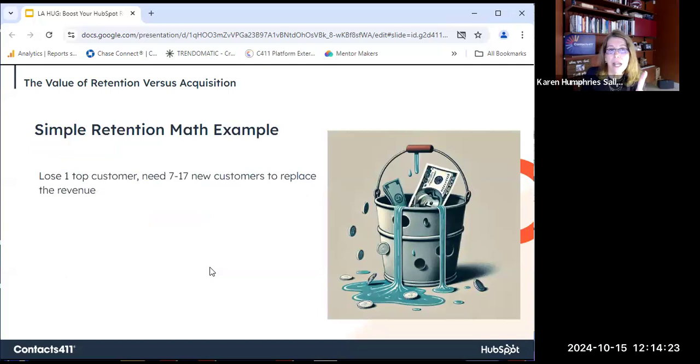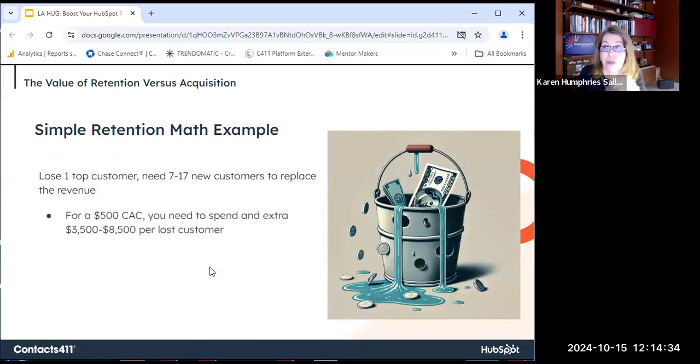Lose one top customer and you need somewhere between 7 and 17. So I just want to give you a range. If your CAC is $500, so by the way, I'm going to tell all of you, you've got to know your CAC. Really important. If your CAC is $500, you need to spend an extra $3,500 to $8,500 per lost top customer to replace that revenue. I know, it's so much money, right?